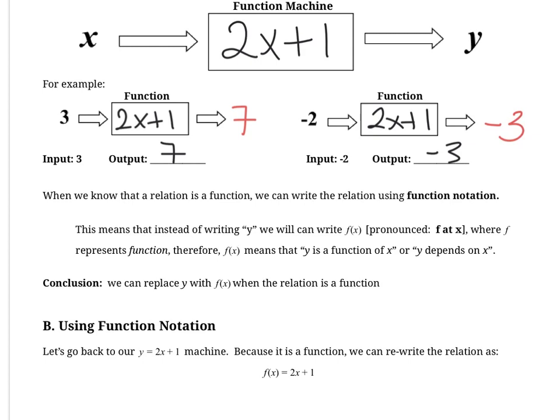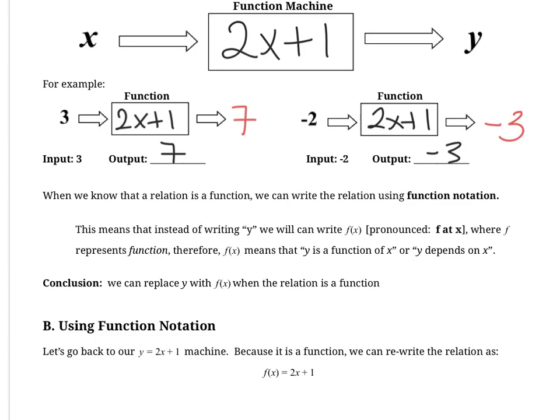Now we can replace f at x with y. If we know that a relation is a function, like this linear relation, and a linear relation is always a function as long as it doesn't have an undefined slope, we can replace y with f at x. f at x means that y is a function of x, meaning we input the x and we get out the y. Another way to say that is y depends on x. Again, we're inputting an x and getting a value for y. In conclusion, we can replace y with f at x when the relation is a function.